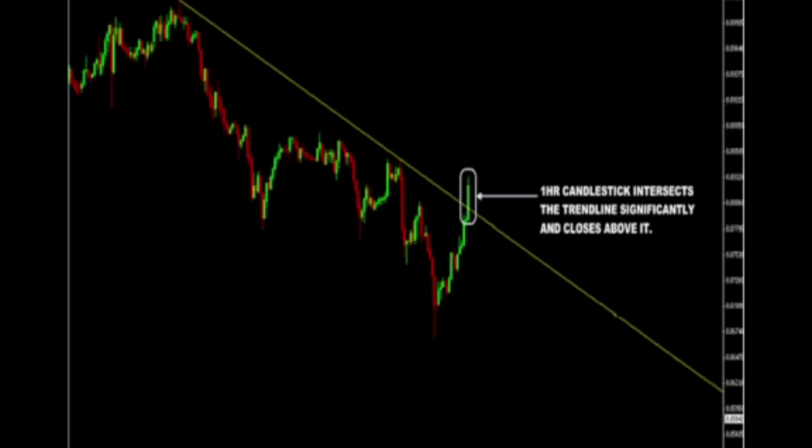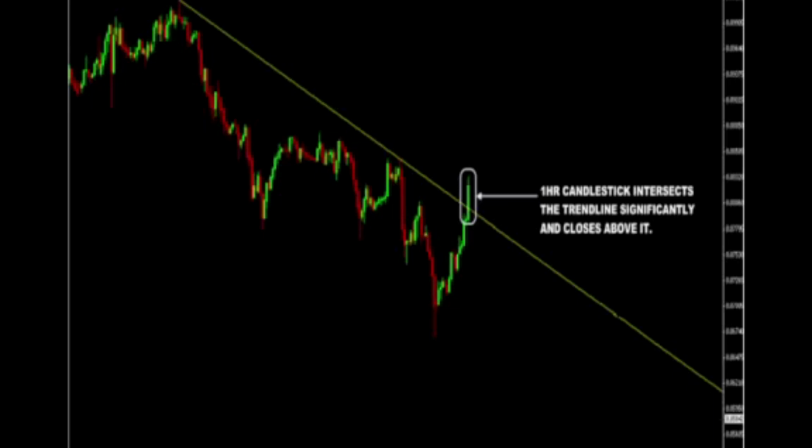The candlestick that intersects the trend line: has it closed above or below? If a candlestick closes above a downward trend line by a significant distance, then that may be a signal that the downward trend line is now violated. The opposite is also true for an upward trend line. If the candlestick closes below it significantly, that may be a signal that the upward trend line is now violated and the price would now be heading down.